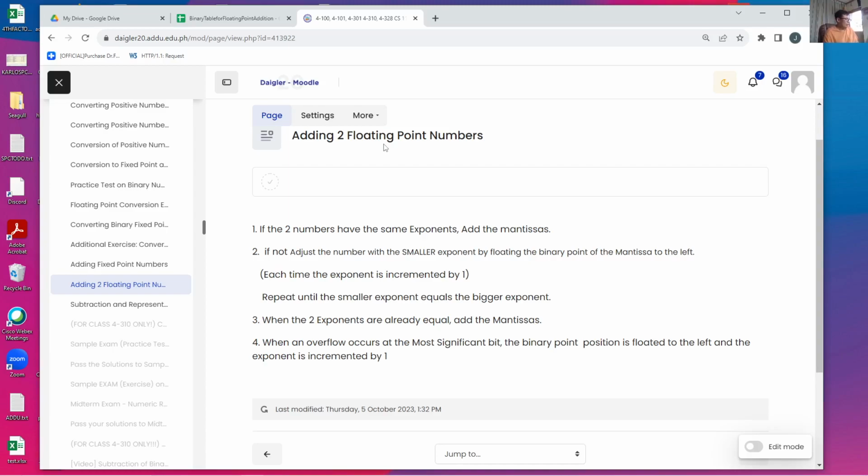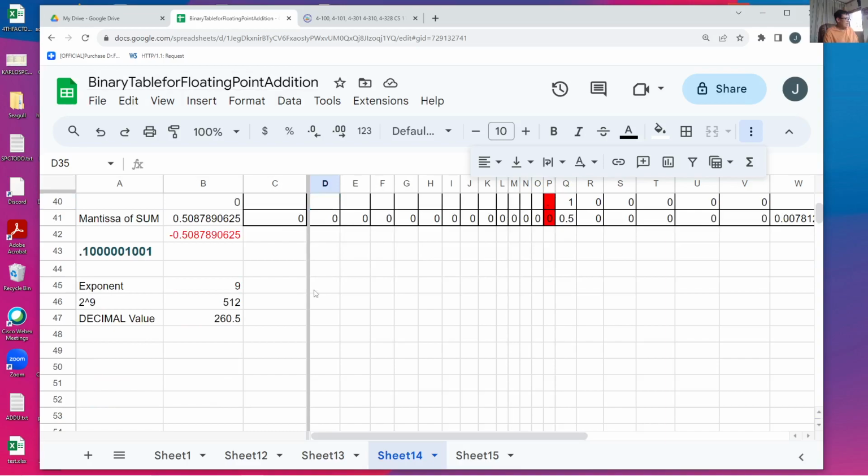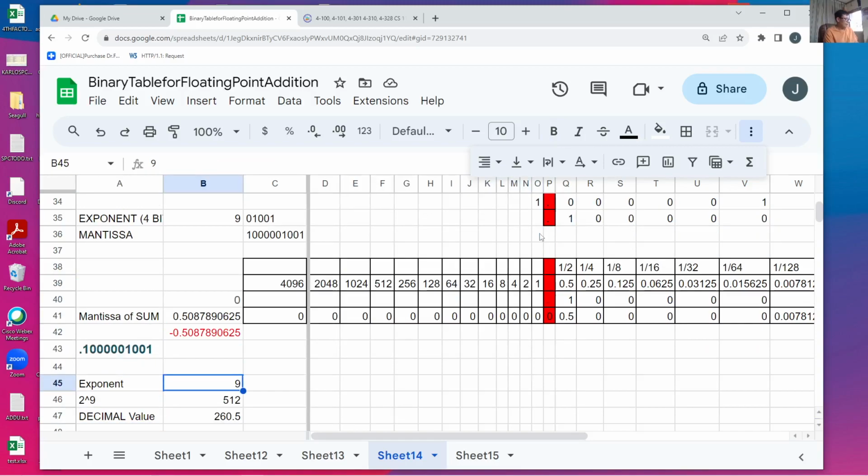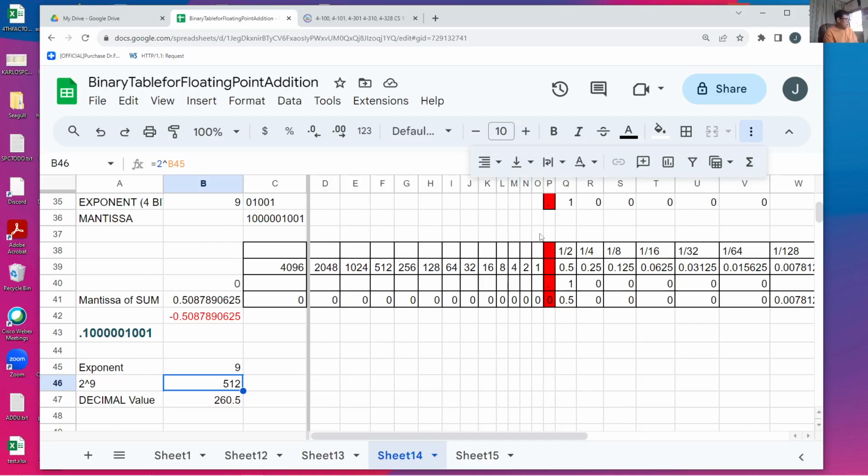When they have the same exponent, we added them together. And when we added them together, we had an overflow of 1, the most significant bit. So we right shifted again. And since we right shifted, we are going to increment the exponent by 1. So the exponent is now 9 from 8. And the actual decimal value is 2 to the 9 times the mantissa of the sum, and we found it to be 260.5. I hope you follow.